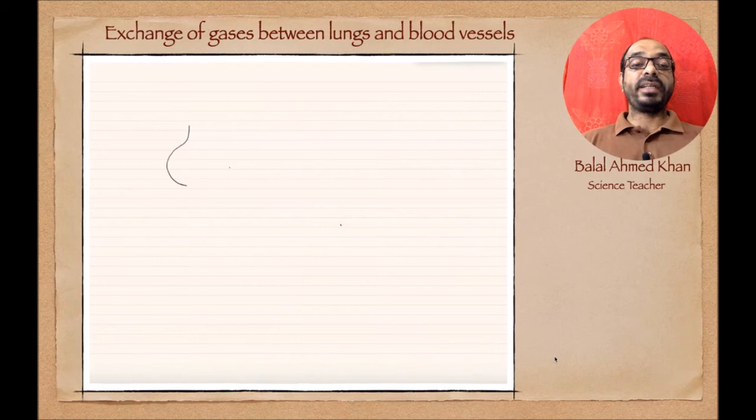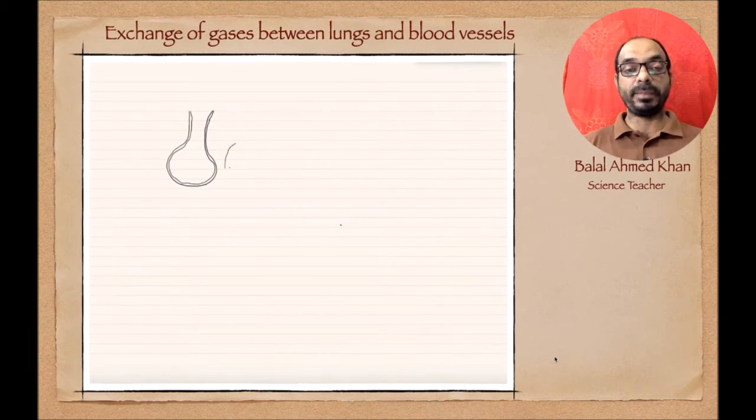With the help of a diagram, I am trying to explain how exchange of gases occurs between the alveoli and blood vessels. This is the symbolic structure of an alveolus, made of single layered epithelial tissue. The outer covering membrane is represented as blood vessels or blood capillaries. Between the alveolus and blood capillaries, exchange of gases occurs. These are blood vessels.